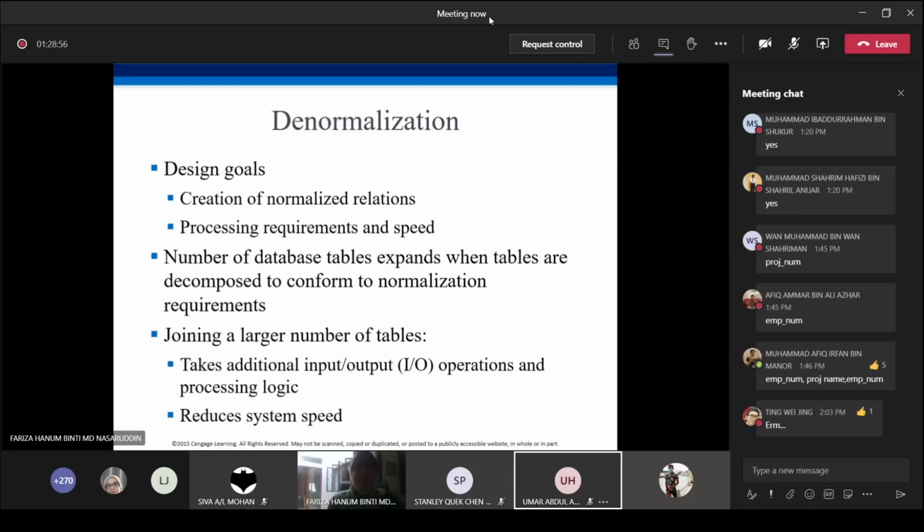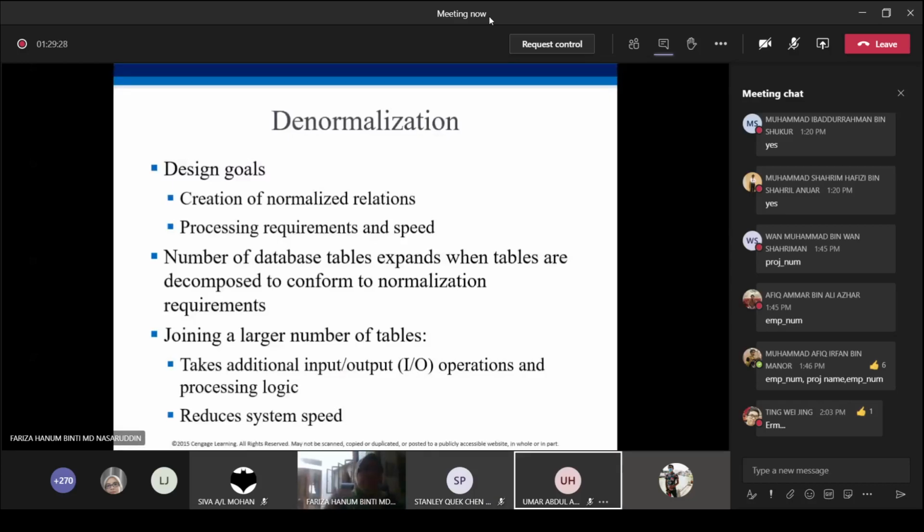Denormalization. Again, like I said, denormalization is sometimes needed when your database expands and you have to join a large number of tables. When the system has to join a large number of tables to do a query, it will take a lot of input-output operation and a lot of processing logic. So it reduces the speed and the performance level is down. So you may want to speed it up, so you may want to denormalize it.